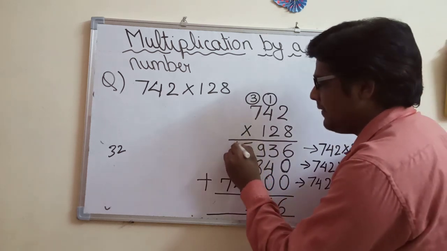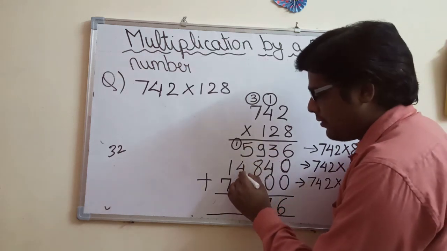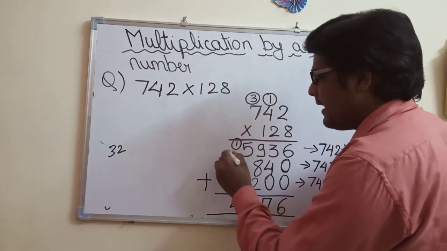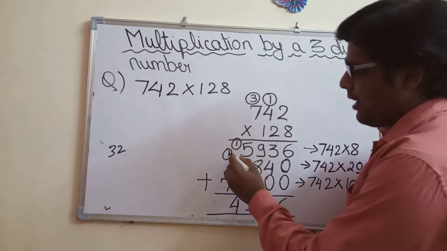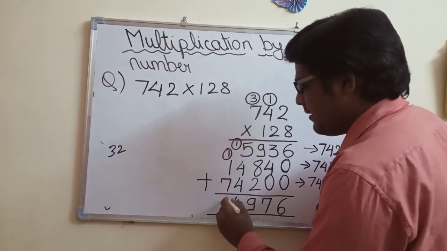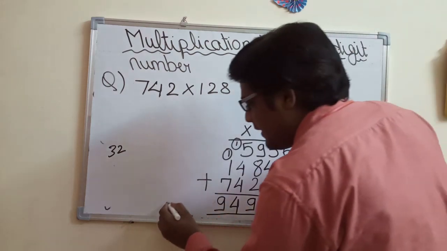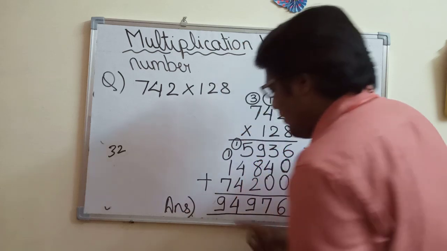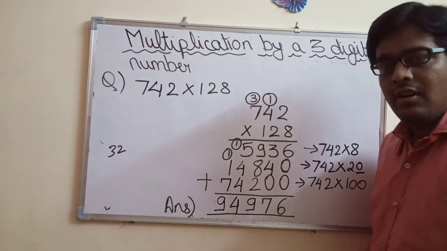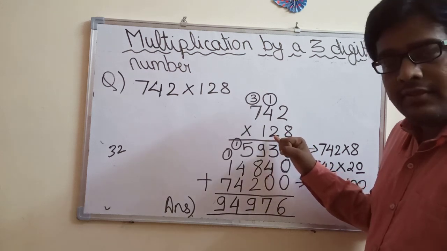Put 9 over here and carry 1 above. 1 plus 5 is 6. 6 plus 4 is 10. And 10 plus 4 is 14. Put 4 over here and carry 1 above. Now add this one. 1 plus 1 is 2. And 2 plus 7 is 9. So the answer of this question is 94,978.